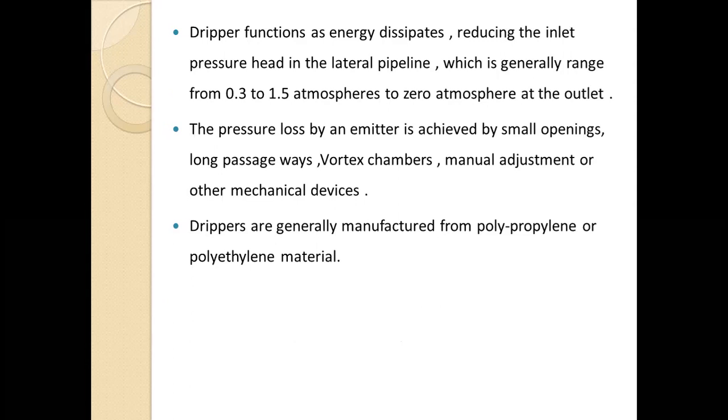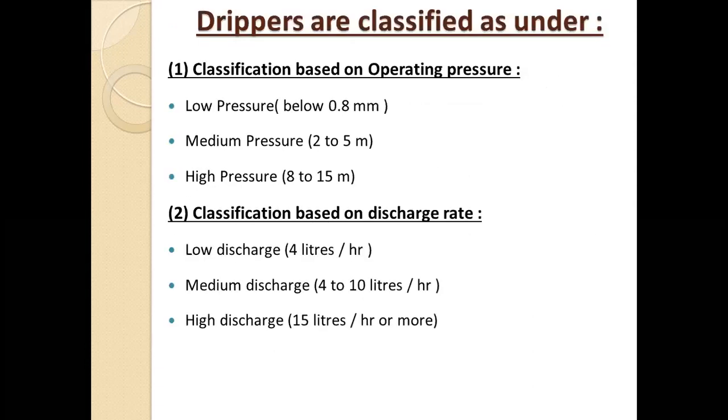Drippers function as energy dissipators, reducing the inlet pressure head in the lateral pipeline, which generally ranges from 0.3 to 1.5 atmospheres, to 0 atmosphere at the outlet. The pressure loss by an emitter is achieved by small openings, long passageways, vortex chambers, manual adjustment, and other mechanical devices. Drippers are generally manufactured from polypropylene or polyethylene material.